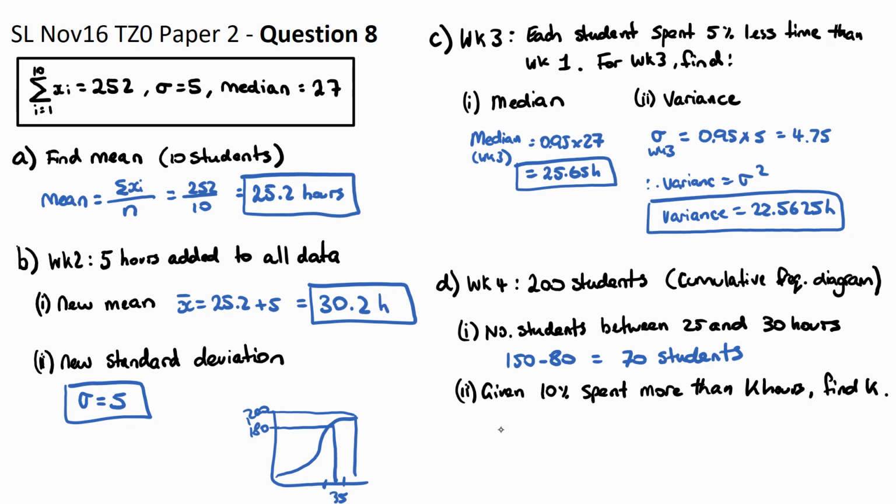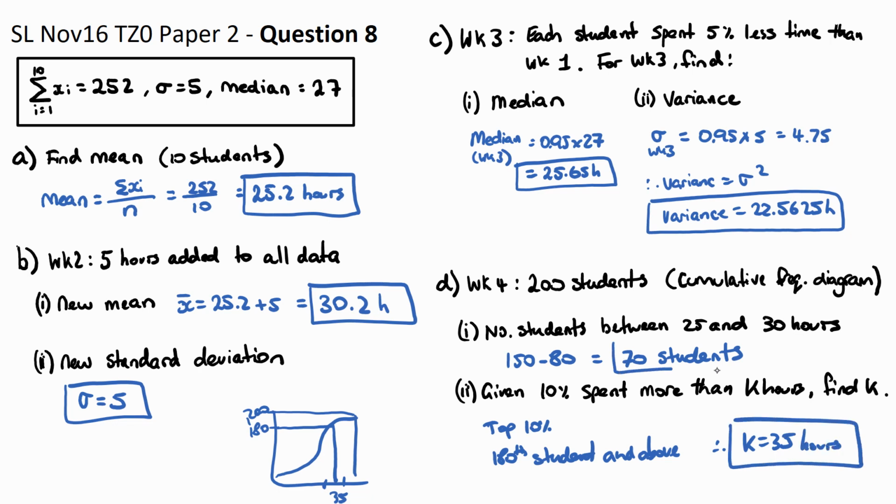So K, actually I'll put top 10%. This will be 180th student and above. Therefore, K will equal 35 hours. So they will be my two answers for part D.